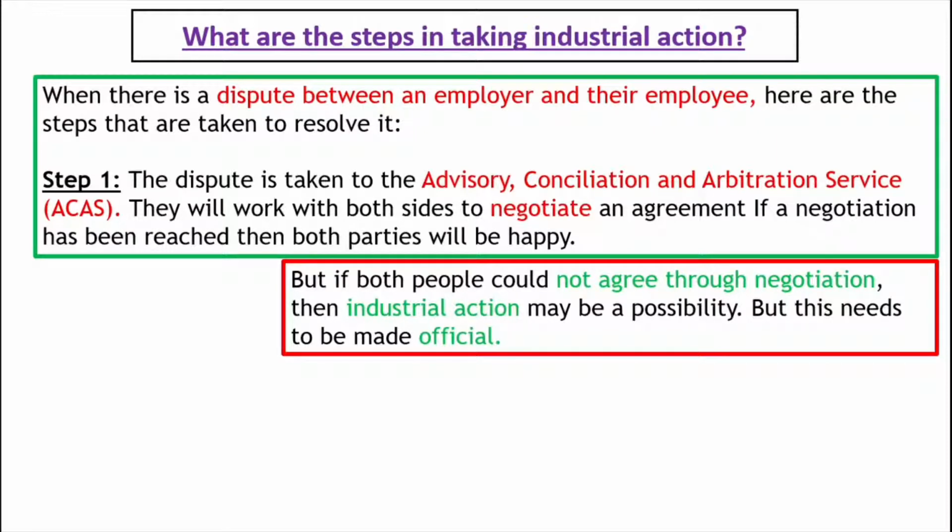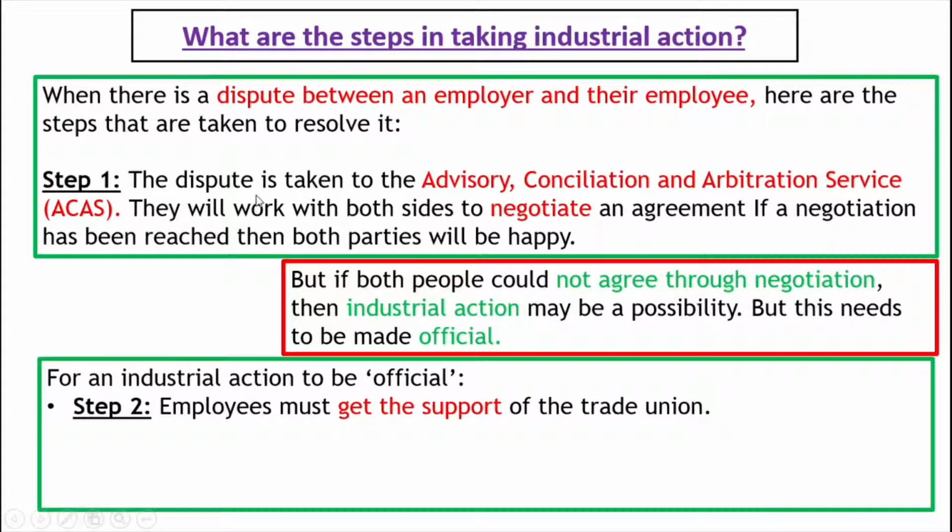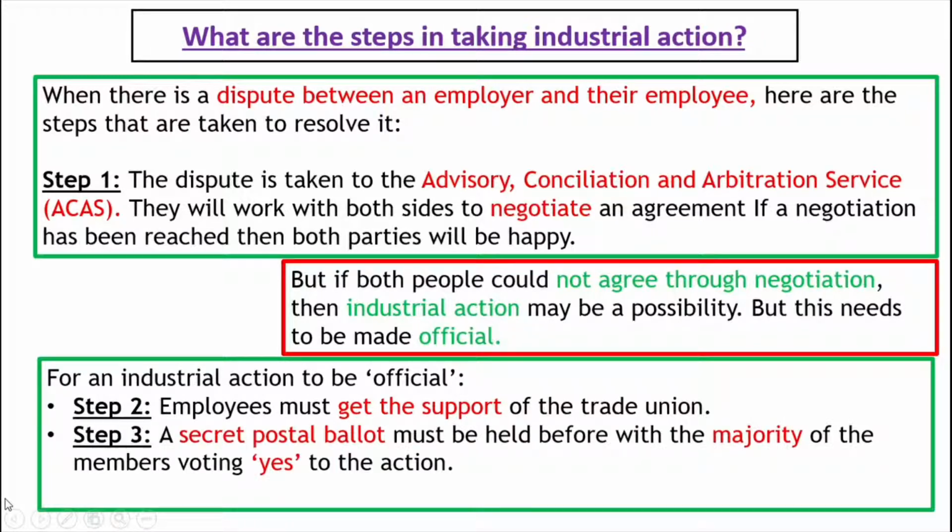The problem exists if both parties could not agree through negotiation. This is when industrial action may be a possibility, but this needs to be made official. Ultimately, if a negotiation hasn't been reached, the next step is that employees must get the support of the trade union in order to make the industrial action official. Step 3 involves a secret postal ballot that takes place before, and the majority of the members must vote yes to the action.